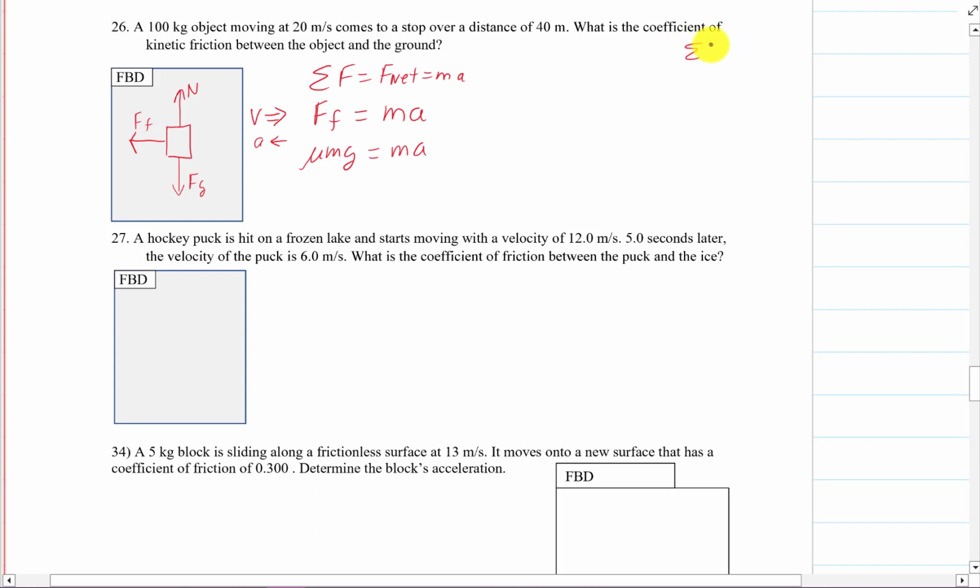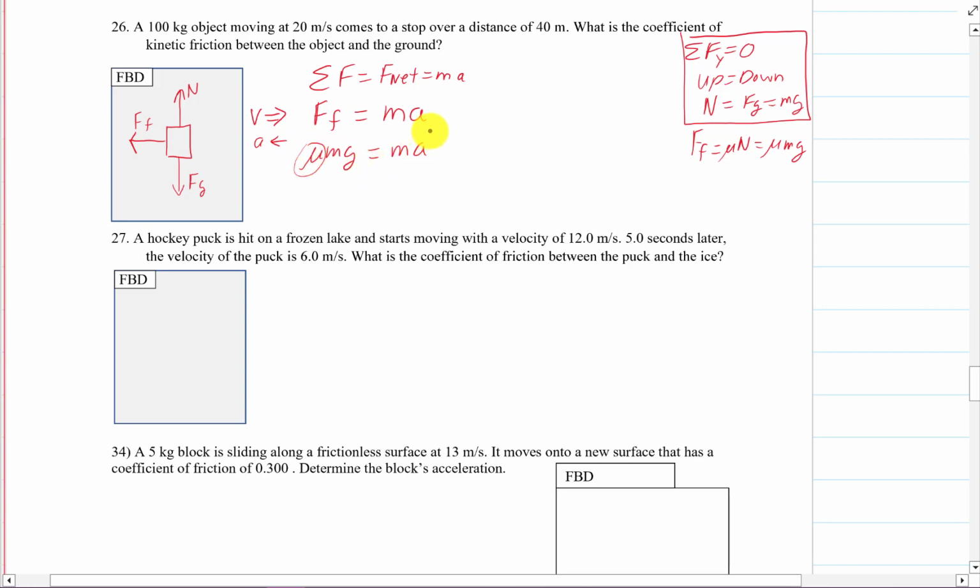Again, it's on the surface. Why can I do that instead of writing mu n? Because the sum of the forces in the y direction, up and down, are 0. So we have the upward force is equal to the downward force. And the upward force is the normal, and the downward force is the force of gravity, which is just mg. So I can substitute in the force of friction formula. Force of friction is equal to mu n, and in this case it's mu mg. Okay? So we could figure out what we're trying to solve for this.